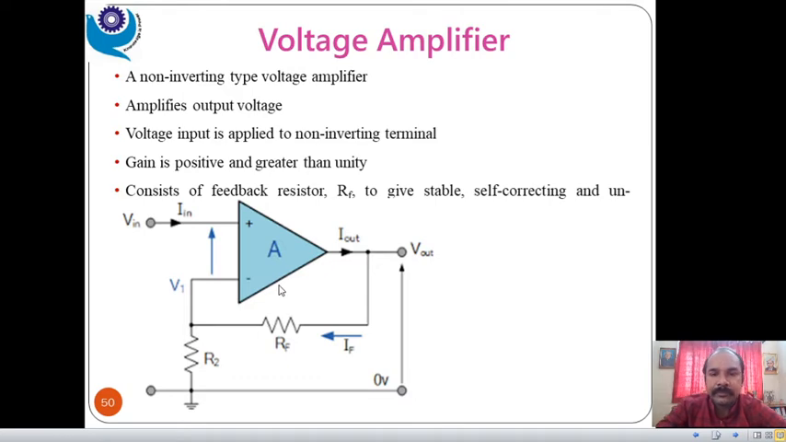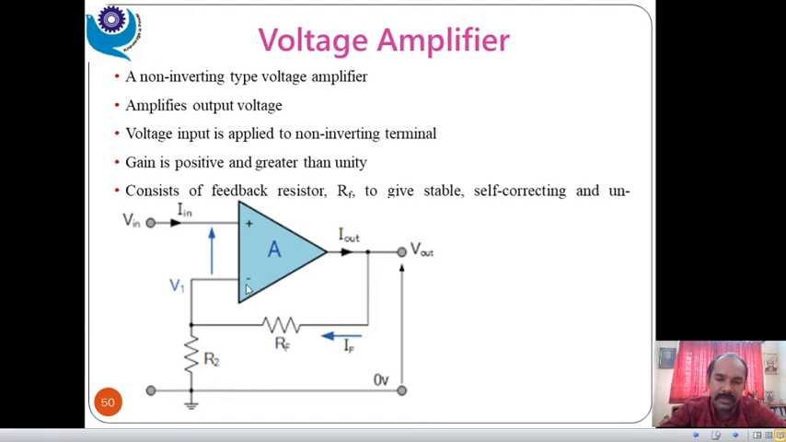Op-amp, operational amplifier. With the help of this op-amp, we can do n number of functions: addition, subtraction, multiplication, log, anti-log. That's why the name op-amp, operational amplifier, has been given; many operations can be done. With the help of this op-amp, we can use two modes, inverting and non-inverting.